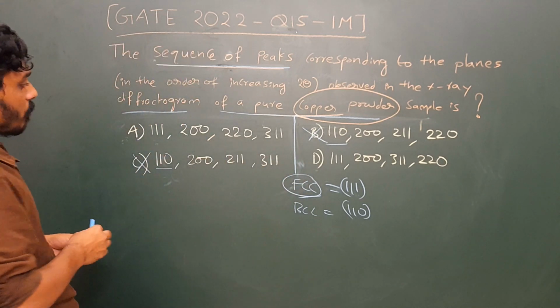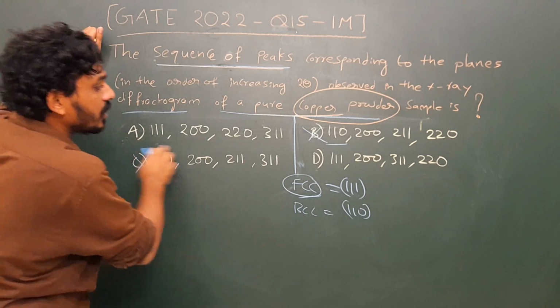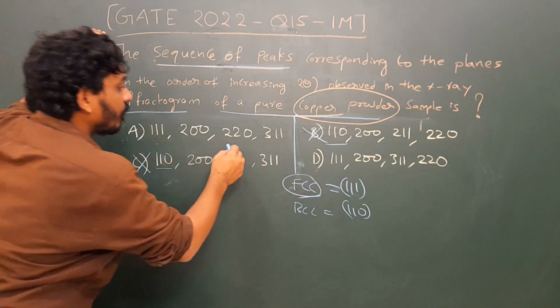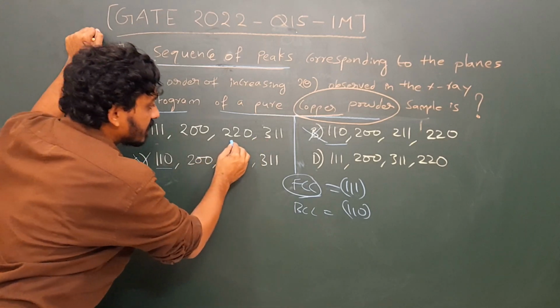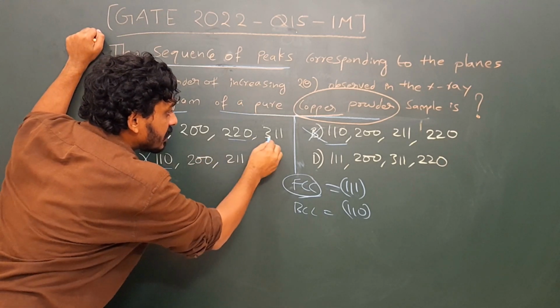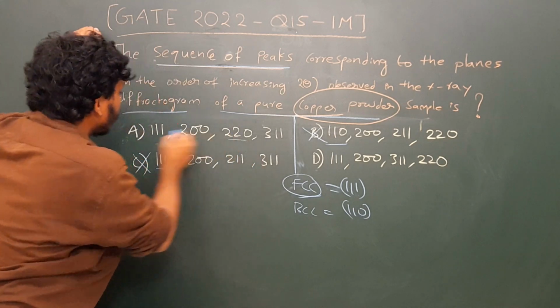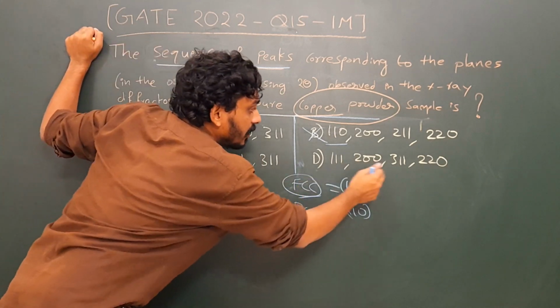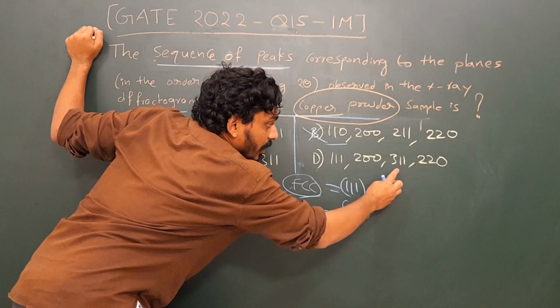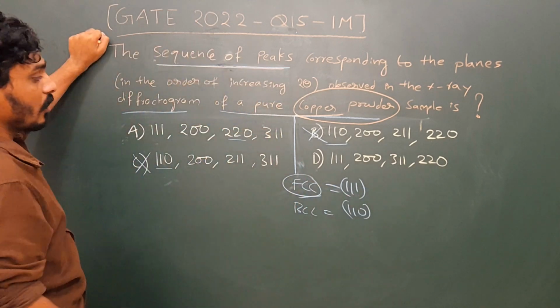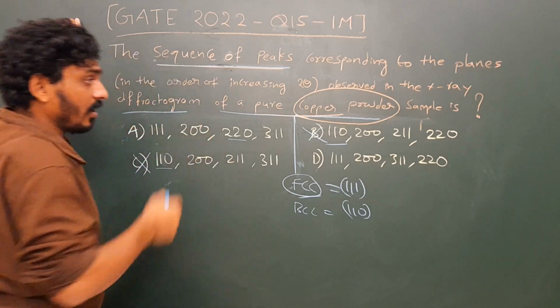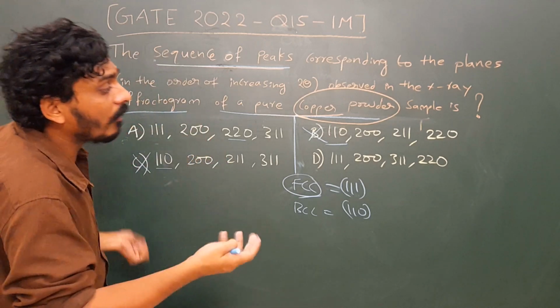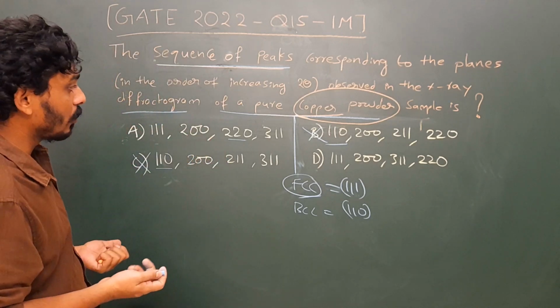If you closely observe, options A and D basically differ in the order of 220 and 311. In option A, 220 is coming before 311, whereas in option D, 220 is coming after 311. That means we should know whether 220 should come before 311 or after 311. How can we find out?